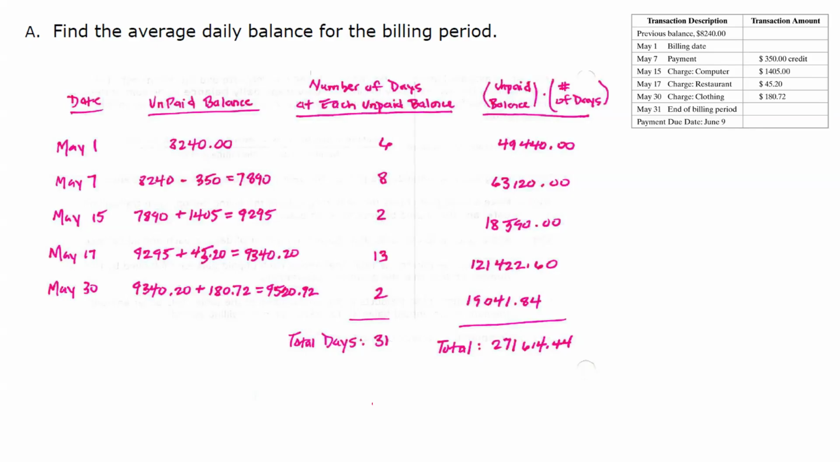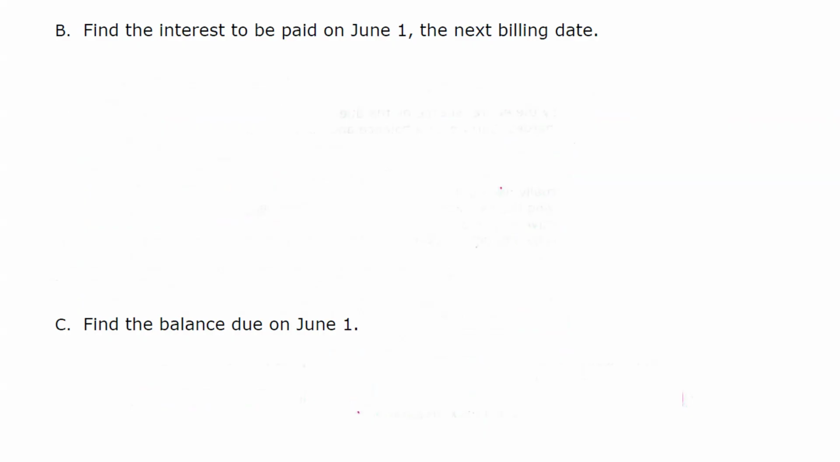Okay, so next we're going to divide the sum of the unpaid balance for each day in the billing period by the number of days in the billing period. This gives us the average daily balance. So the average daily balance here is going to be $271,614.44 divided by the 31 days. And this then gives us the approximated average daily balance of $8,761.76.